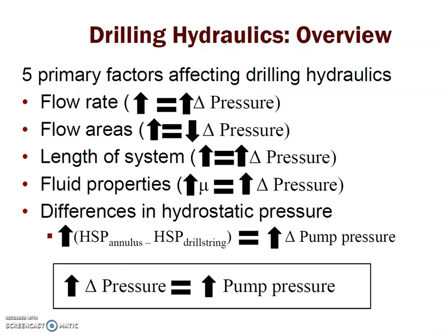So in general, the drilling hydraulics is affected by 5 factors. It's basically a function of the flow rate. As you increase the flow rate, the pressure drop of your fluid increases because you will have more friction with the drill pipe or drill collar. And then, as the flow area increases, you have less pressure drop because your rate will basically drop, right, as you increase the cross-sectional area of your pipe.